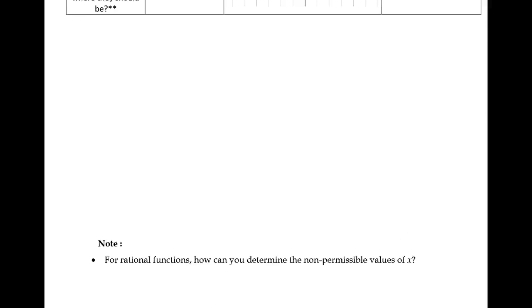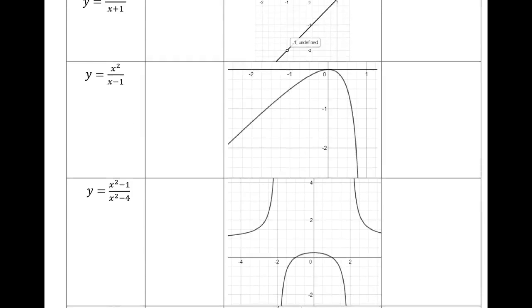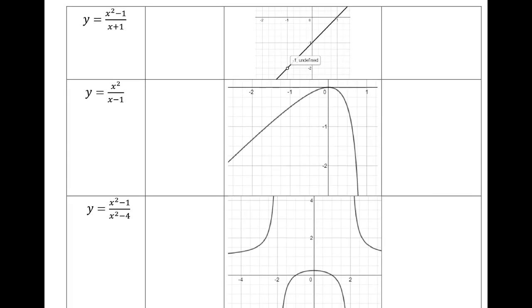So we've got a few more examples to look at. So if we look here, we've got x squared minus 1 over x plus 1. Well, that looks like a linear graph with a hole in it. So automatically, holes tell me, red flag, I've got a non-permissible value that disappears.